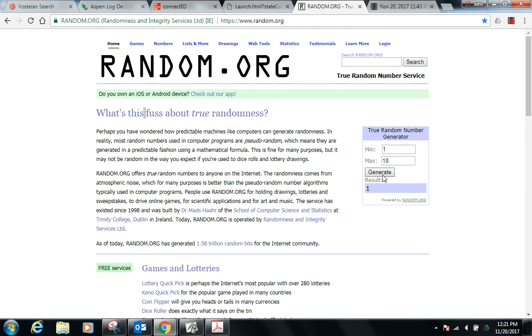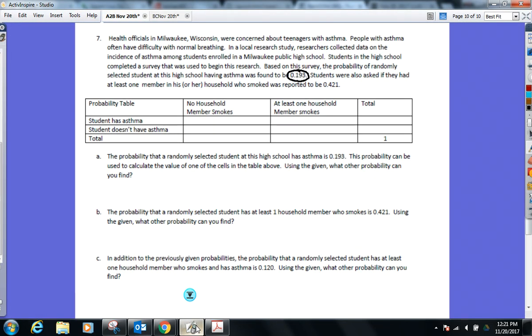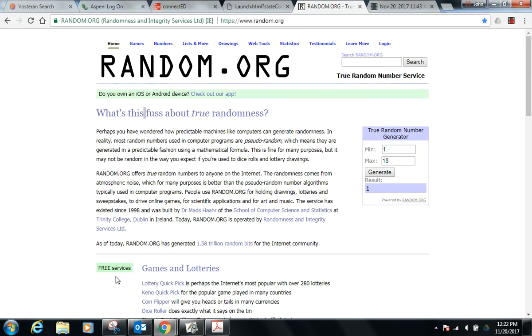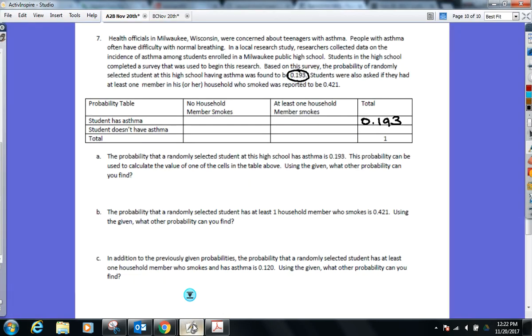Here we go. Sorry, Lucas. Total for, because I got a lot of totals up here. Yep, so right here, 0.193. Everybody stop right there. Stop before, I don't want to get to the 0.421 yet. Let's go right to problem A. What other probability can you find now? Knowing that that's 0.193 right here, total that have asthma, what other value up here can you find? Forget about the 0.421. We don't know about that yet. What other one can you find?